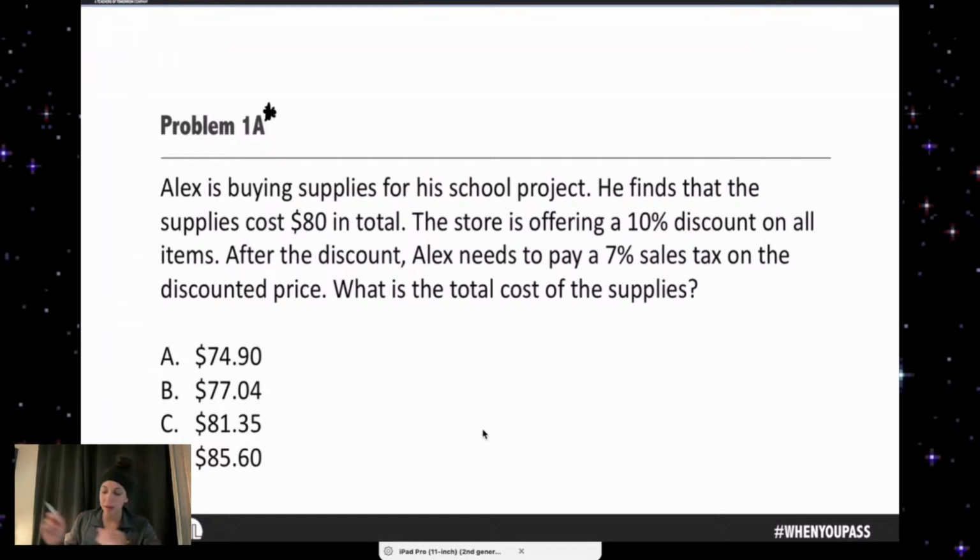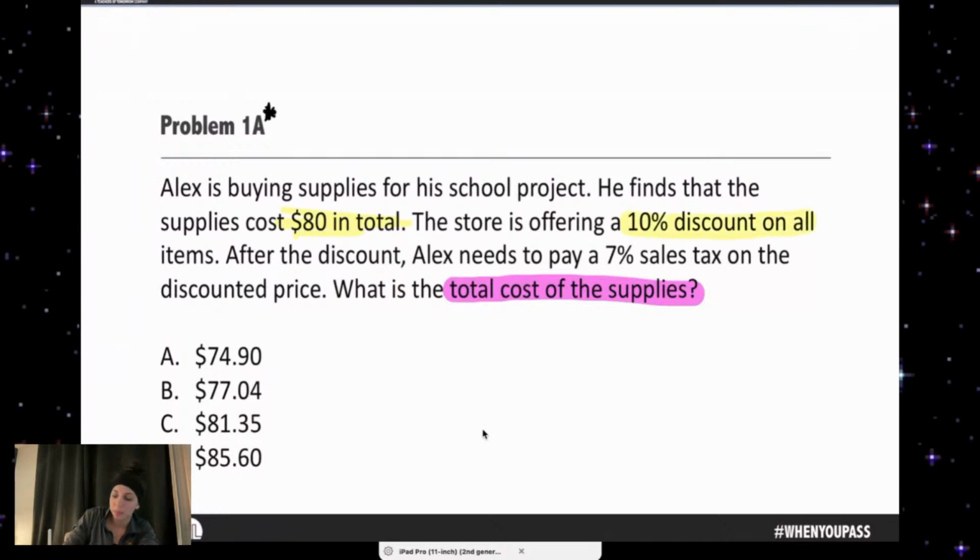So Alex is buying supplies for his school project. I had to roll up my sleeves. He finds that the supplies cost $80 in total. Okay, so there's a critical piece of information, right? The store is offering a 10% discount on all items. So ultimately, they want to know what the total cost of the supplies is after these discounts and the tax and all of that.